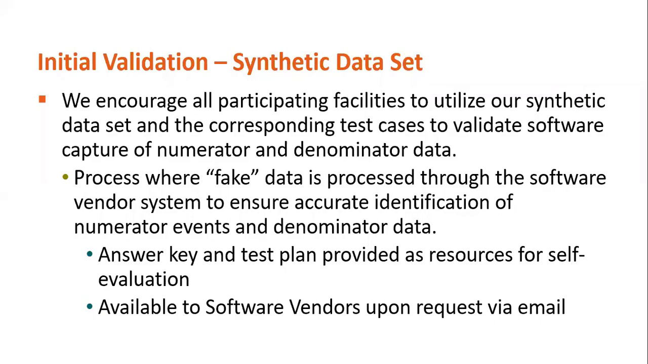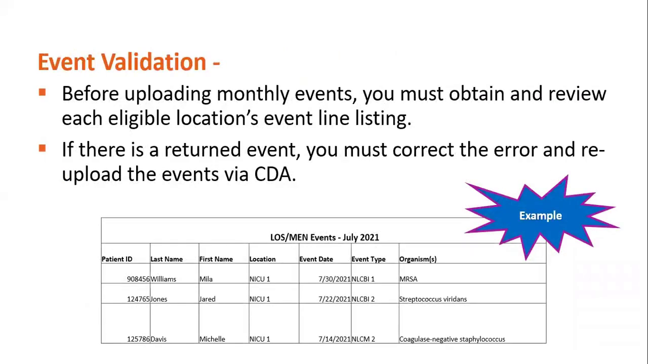Before uploading monthly events, you must obtain and review each eligible location's event line listing. If there is a returned event, you must correct the error and re-upload the events via CDA. I've included an example of a line listing here at the bottom of the slide.